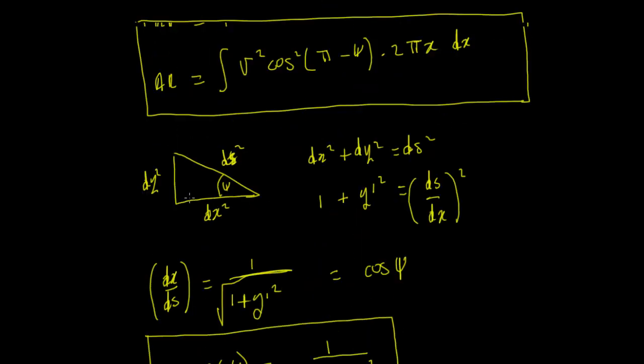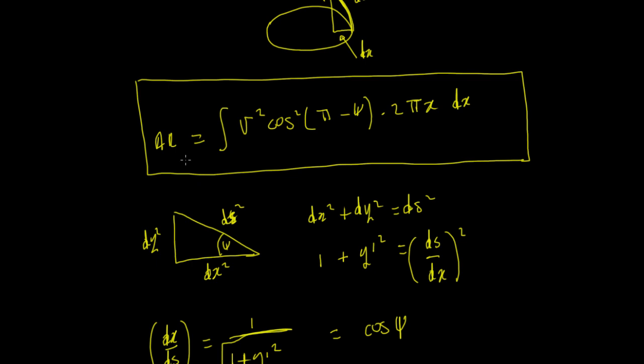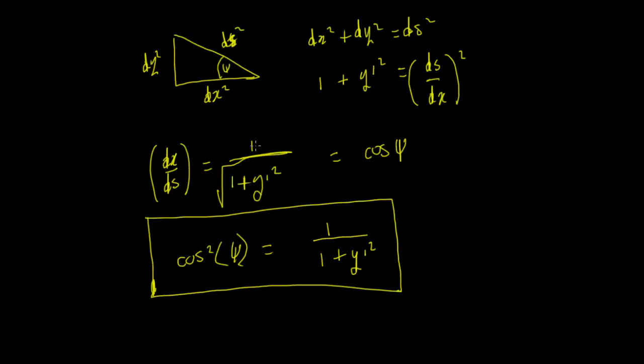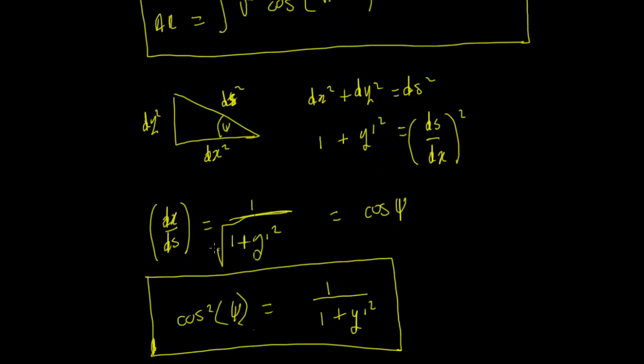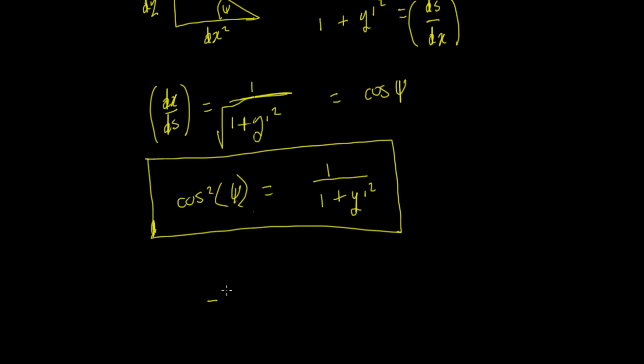So what we can do is rewrite the equation up here. Now the v squared is just going to be a constant, 2 pi is going to be a constant, so we can take them out. Cos of pi minus phi is the same as minus cos phi, so we can then take these out, and we're going to end up with minus v squared times 2 pi, and it would be the integral of cos squared phi times x dx.